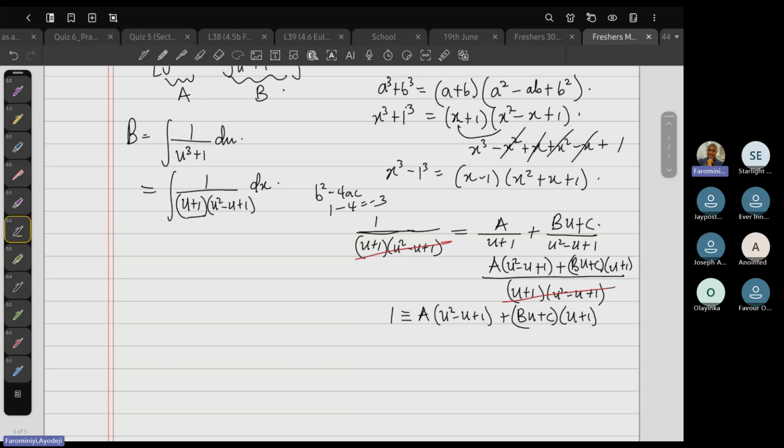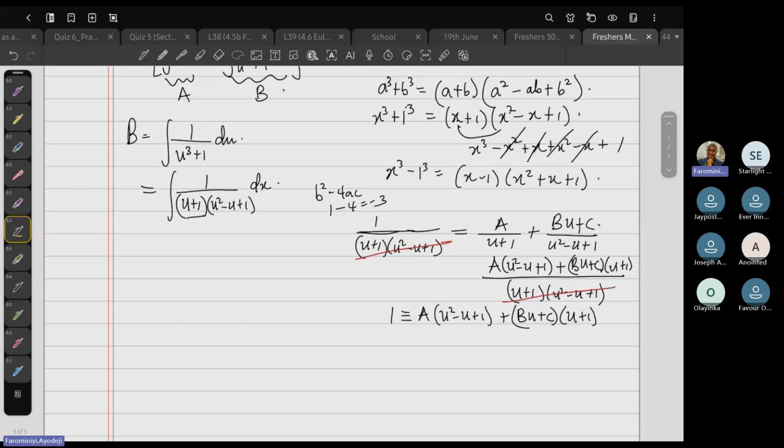I can actually use the cover-up method to get A by saying let u be equal to negative 1. That will cancel out all the B parts. But there is no value that I can use on the A part that will help me to get B and C. So instead of using the cover-up method, let's go straight to the other method, which is comparing the coefficients. To compare the coefficients, we need to expand the expression on the right-hand side.